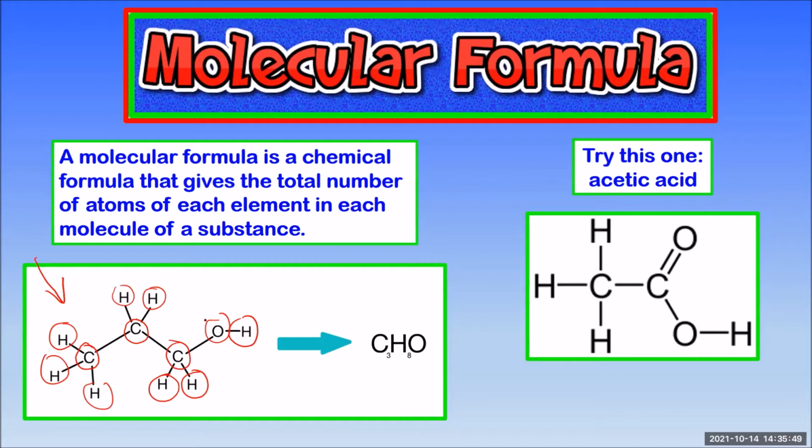Try this one. Acetic acid. That's the acid in vinegar. Pause the video and work out the molecular formula. We'll be back with the answer soon. How did you go with this one? Let's go through it. Count the carbons. 2. Hydrogen. 4. Oxygen. 2. The molecular formula is C2H4O2.